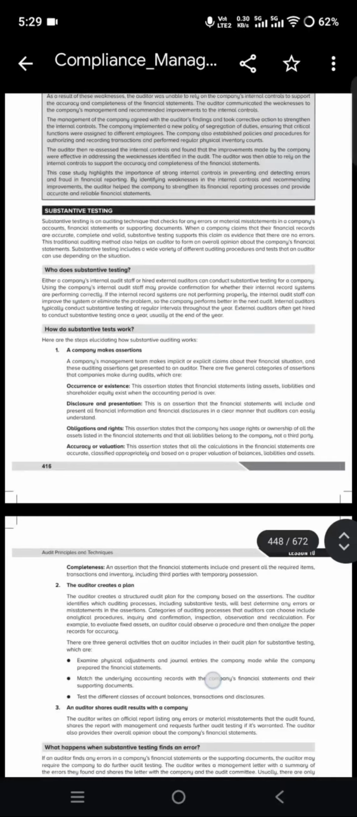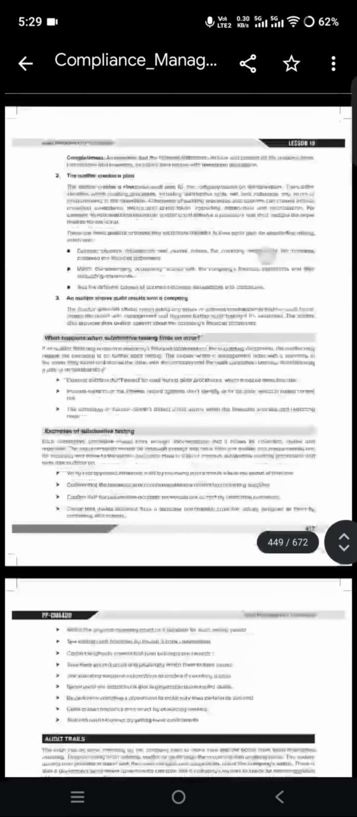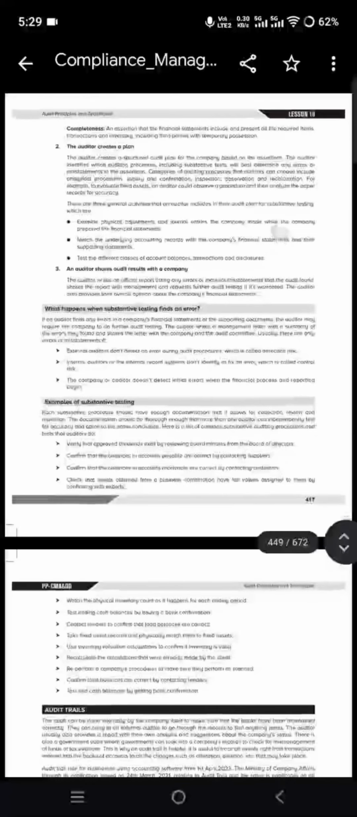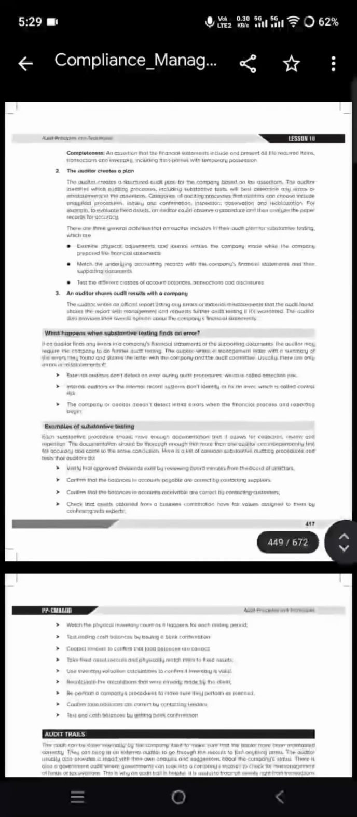What happens when substantive testing finds an error? Usually there are errors or misstatements if external auditors don't detect an error during the audit procedure, which is called detection risk. If they are unable to find it, it is called detection risk. If internal auditors or the internal record system don't identify or fix an error, it is called control risk. The company or auditor does not detect initial errors when the financial process and reporting begin.